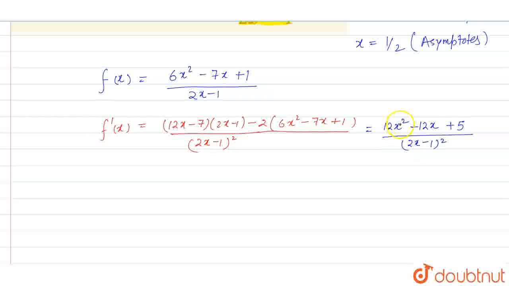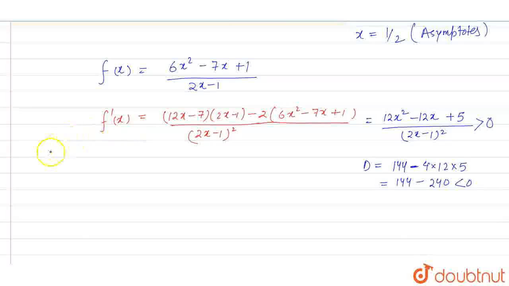So if we observe the discriminant, the discriminant is equal to 144 minus 4AC, 4 into 12 into 5, which is 144 minus 240, which is less than 0. So clearly, the coefficient of x square is positive. This is going to be strictly positive for every real number, but it is not defined at x is equal to 1 by 2. Now f dash x is strictly increasing in the whole interval, but it is not defined at x is equal to 1 by 2.